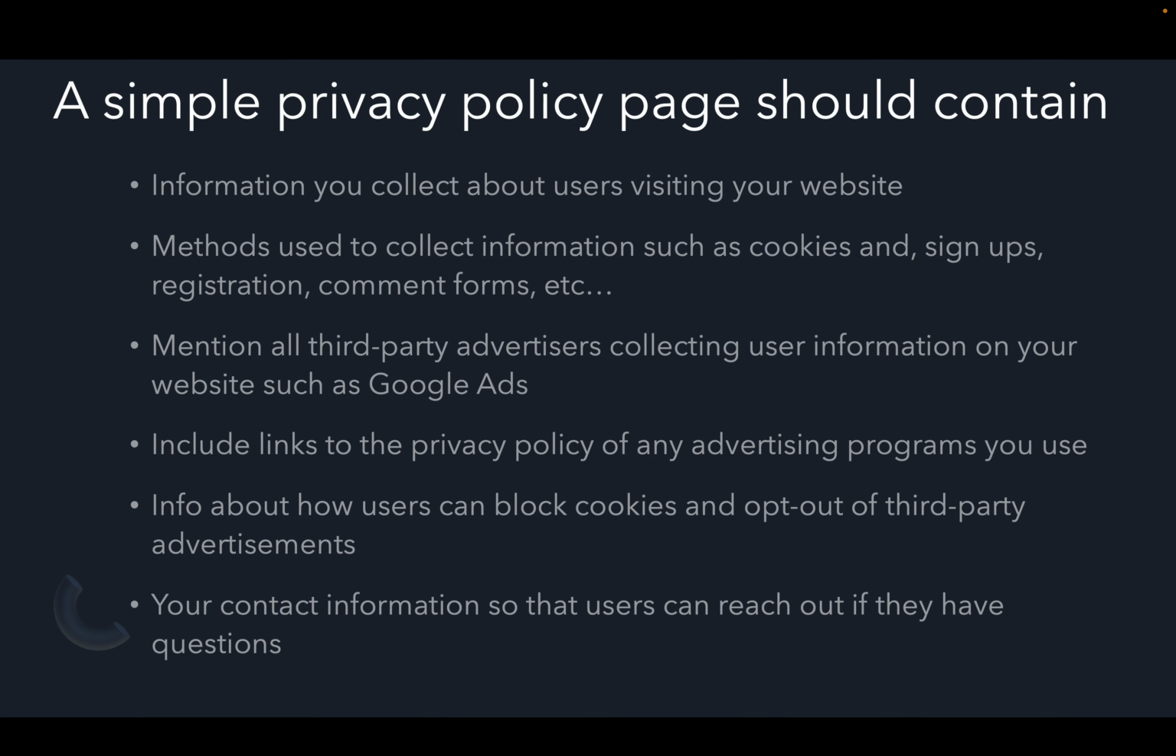So what types of things are discussed or disclosed on your privacy policy page? It would be what information you're collecting about the users, how you're collecting the information, and whether there are any third parties who are collecting information, such as Google Ads, and a link to the privacy policy of any advertising program you use, such as Google Ads. Also info about how users could block cookies or opt out of third-party ads, and then your contact information so users can talk to you if they need to.